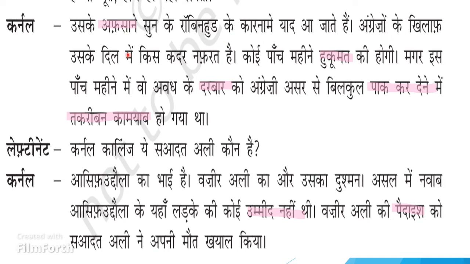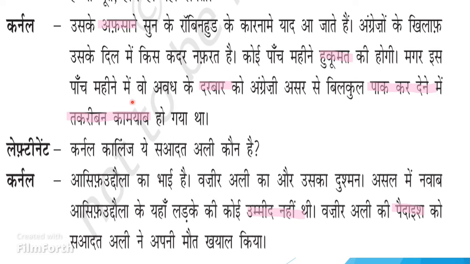अंग्रेजों के खिलाफ उसके दिल में किस कदर नफरत है. The amount of hatred he has towards English people, that I get reminded of. कोई 5 महीने हुकूमत की होगी. This Wazir Ali would have hardly ruled for 5 months. हुकूमत की होगी means would have ruled. He was ruling Awadh.